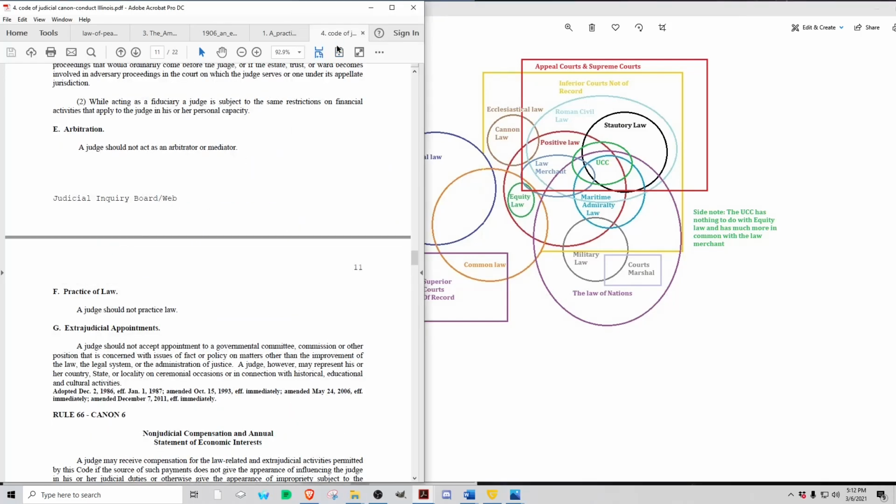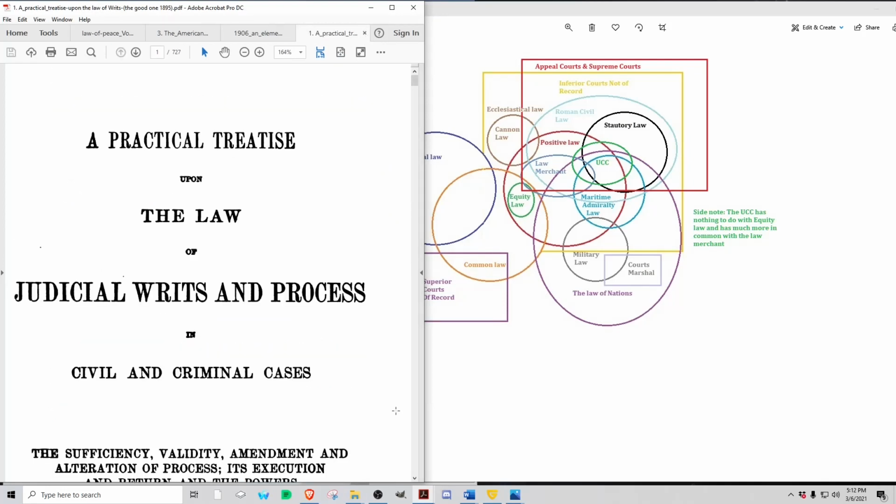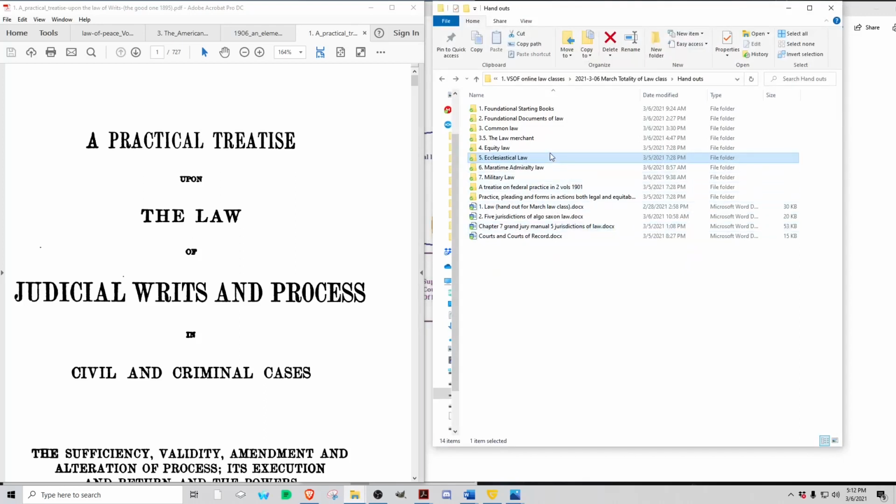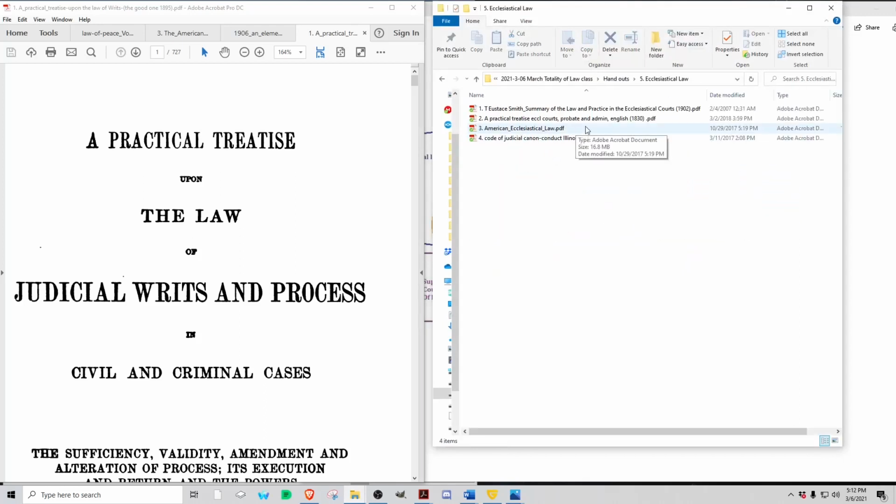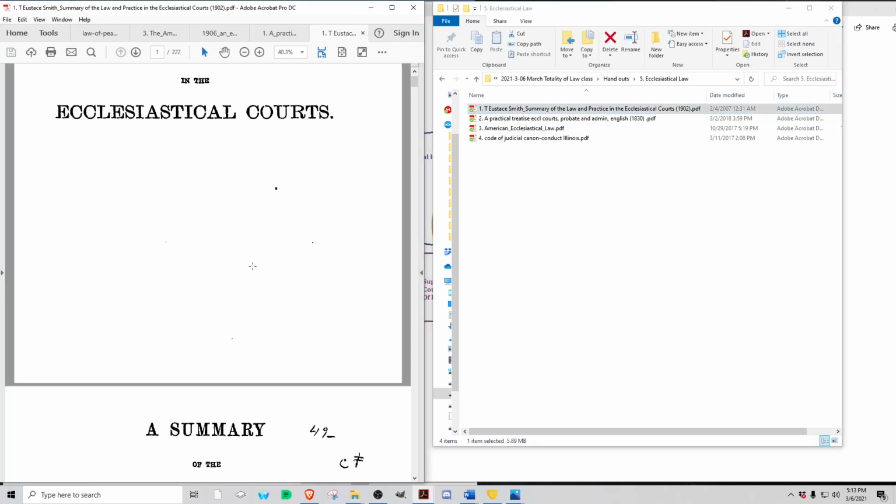So I'm not going to read the rest of this. But anyway, there's your aspect of canon, or one of the aspects of it. And that's Illinois. So American ecclesiastical law is one of them. The summary of law and practice in the ecclesiastical courts. I believe this one is English. Let me double check this real quick.